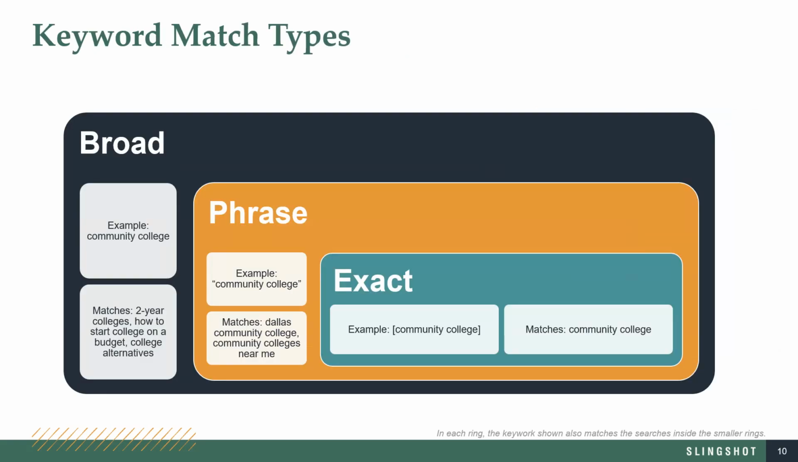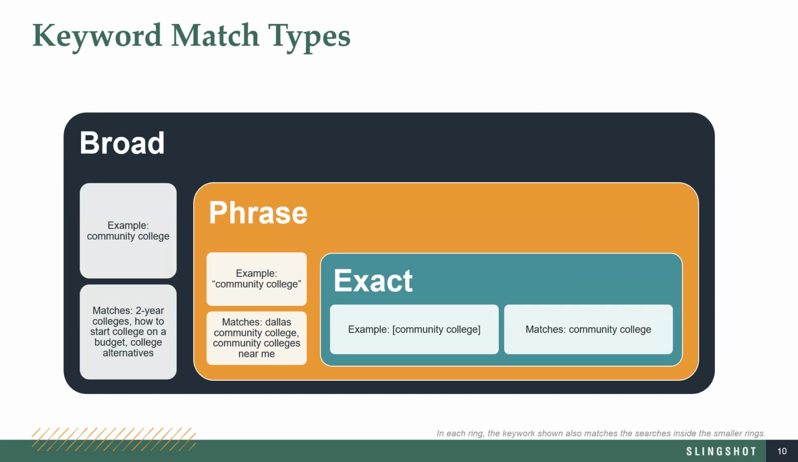Then for keywords, you can have different types of keyword matches. So for broad match, that pretty much includes anything and everything; you kind of play the word association game. If you had a keyword community college set on broad, then you could match 2-year colleges, or how to start college on a budget, or college alternatives.